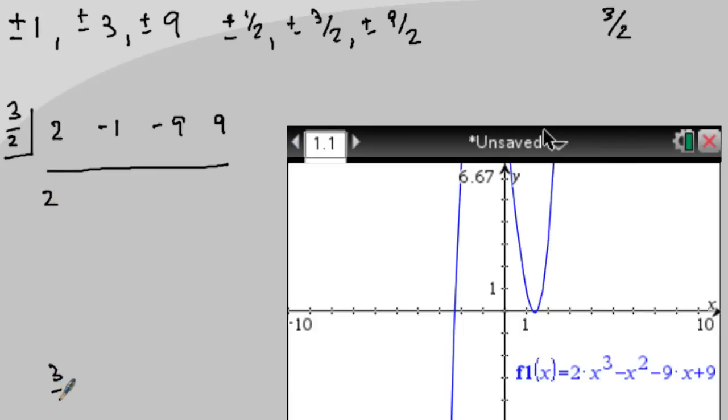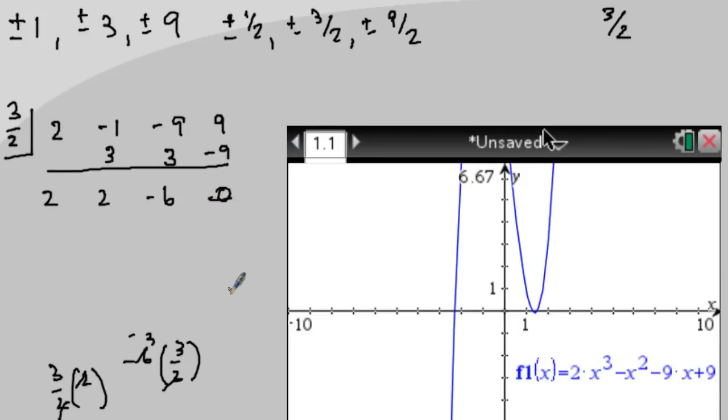All right. So 3/2 times 2 gives me a 3. So that's going to give me a 2. So this is going to be the same thing, a 3. This is negative 6. So negative 6 times 3/2 is going to be negative 9. So when I do my synthetic division using 3/2, the number 3/2 actually does end up being a rational 0. So 3/2 out of my list is the only one that ends up being a rational 0.